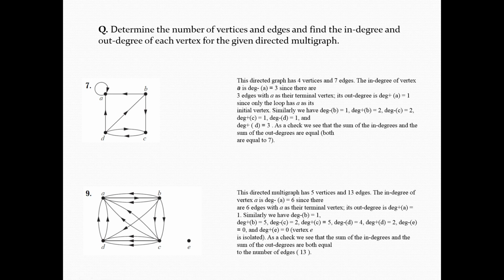Similarly, let's find the in degree and out degree of C. The in degree of C: this is the terminal end of this edge, and this is the terminal end of this edge, so the in degree is 2. And for the out degree, this is the initial end of this edge, so the out degree is 1. So this is how we can find the in degree and the out degree. What about the other vertex? Since it is an isolated vertex, its in degree and out degree are 0, right?